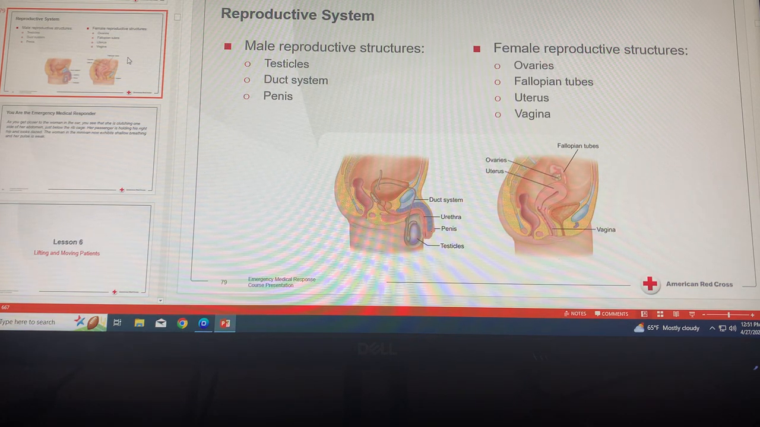The next slide is the reproductive system. Part of the genitourinary system, the reproductive system of both men and women includes the organs for sexual reproduction. Male reproductive system. The male reproductive organs are located outside the pelvis and are more vulnerable to injury than those of the female. They include the testicles, a duct system, and the penis.